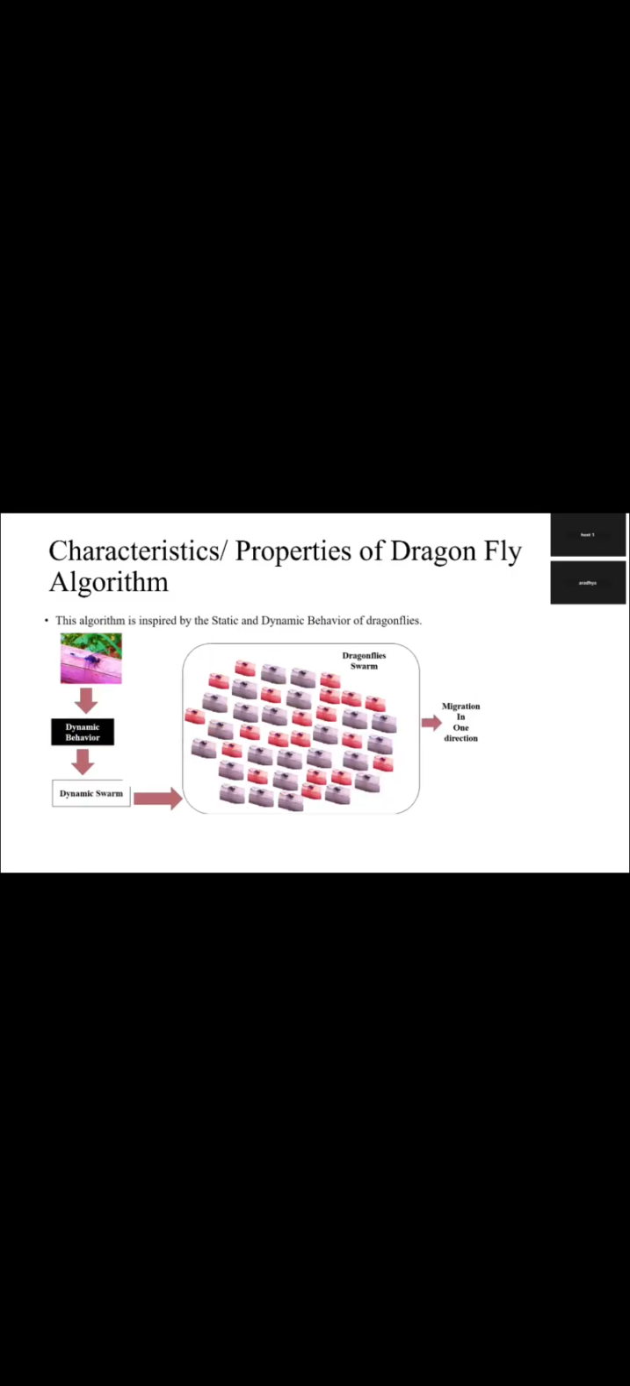In dynamic behavior, it forms a dynamic swarm. It creates a larger number of dragonfly groups. Then they migrate from one place to another, in whatever direction they want to move. After that, they also find some food for their survival.